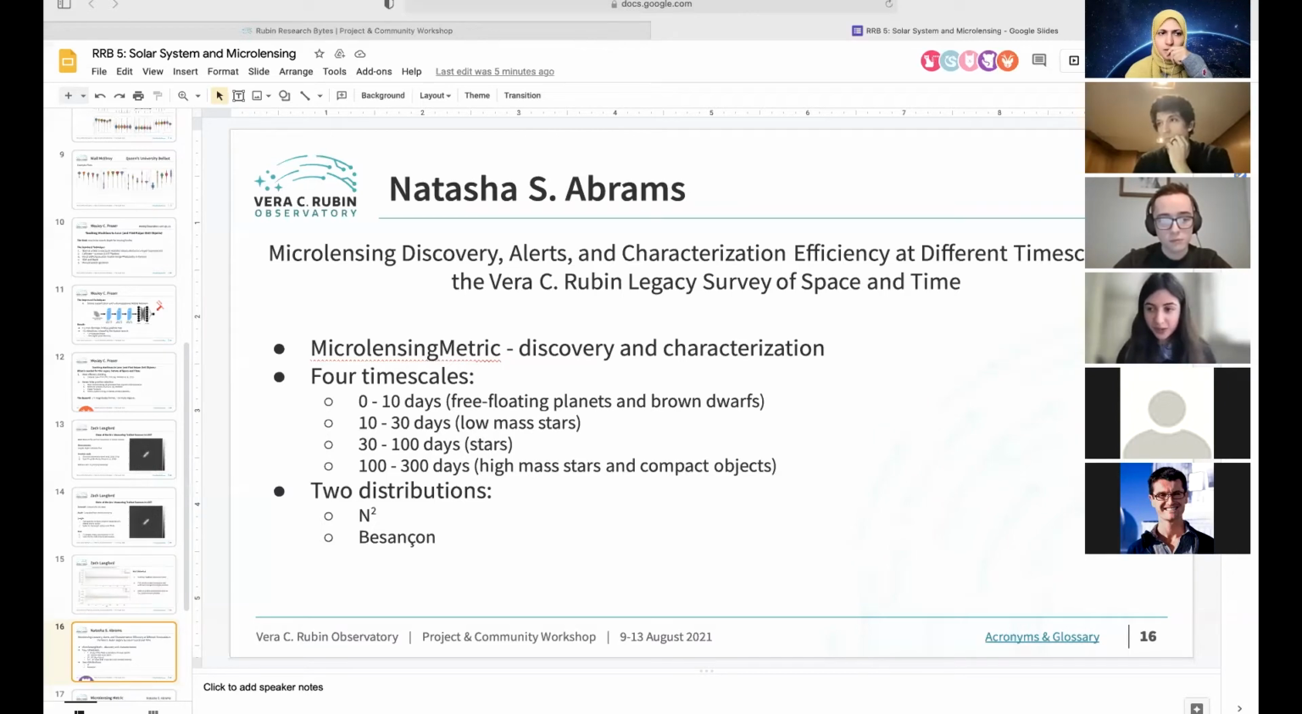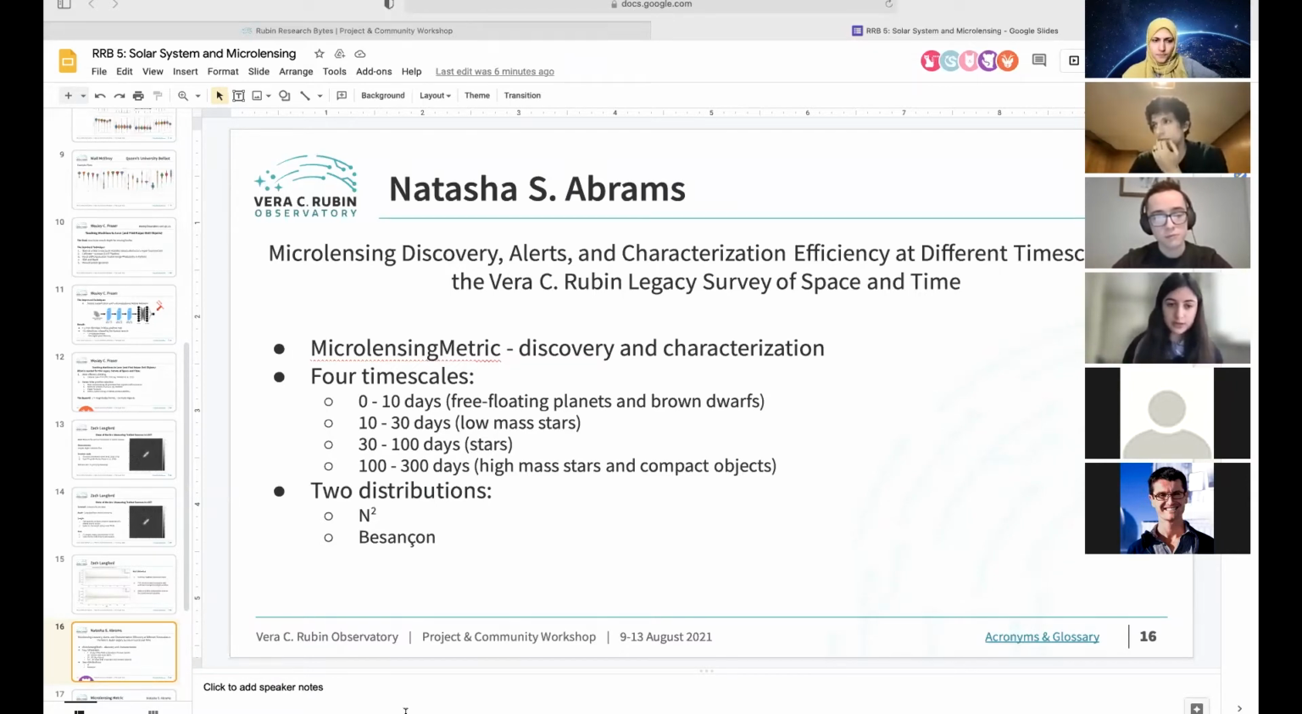Hi, I'm Natasha Abrams. I'm a first-year grad student at UC Berkeley, and I'll be talking about microlensing in the Rubin Observatory. Gravitational lensing is when you have such a massive object that it actually bends the light of objects behind it in line of sight, creating distorted images of that object. In the case of microlensing, the objects are small with respect to one another, such as stars and black holes, such that these distorted images are too small for us to resolve, and instead we just see a characteristic brightening and dimming as they move with respect to one another.